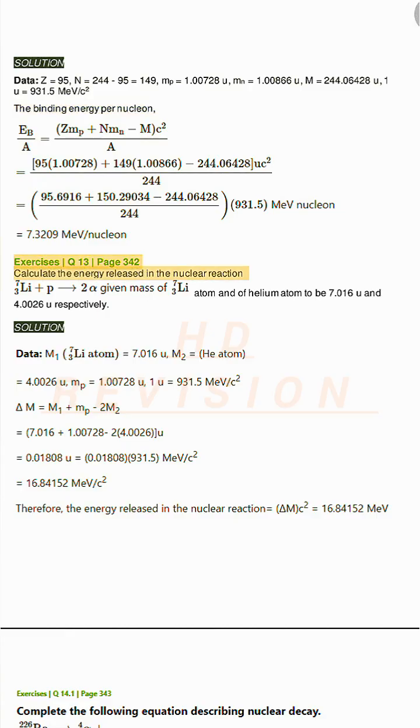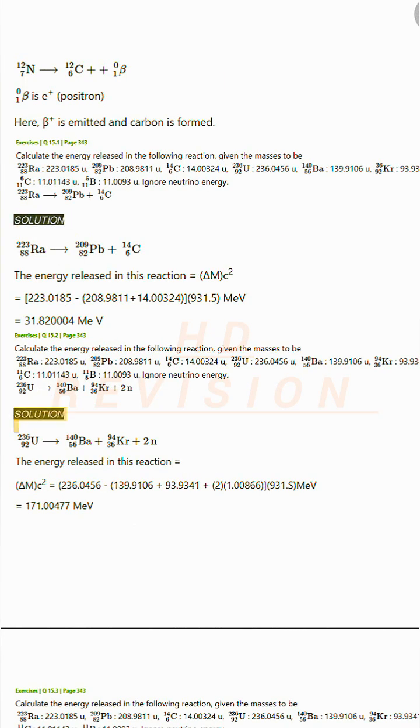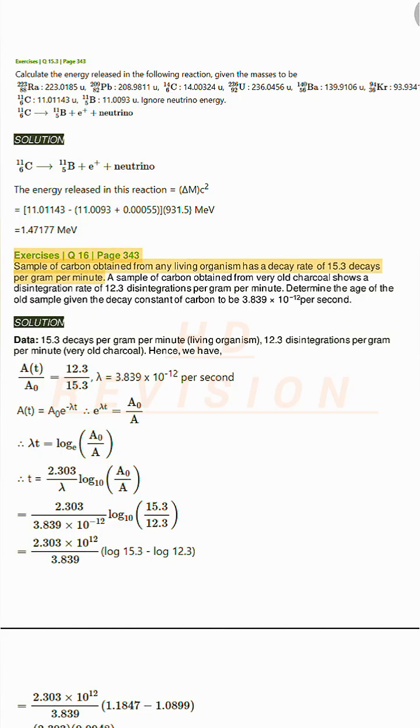Exercises Q13, page 342. Calculate the energy released in the nuclear reaction, given the masses of the lithium atom and of the helium atom to be 7.016 u and 4.0026 u respectively. Solution.